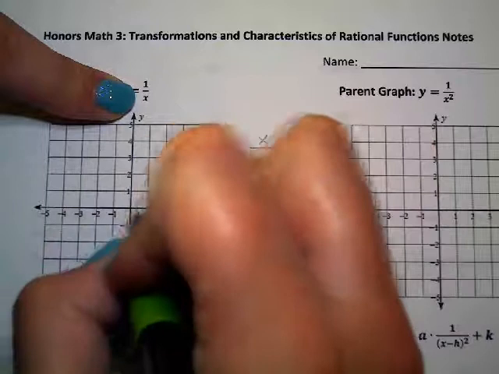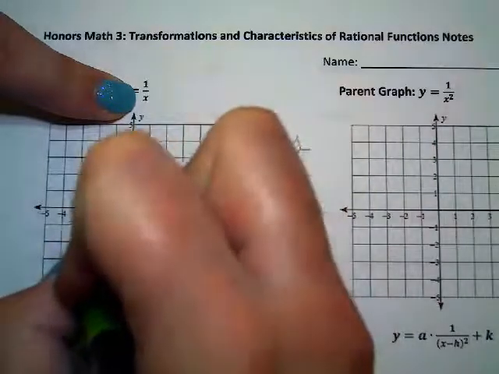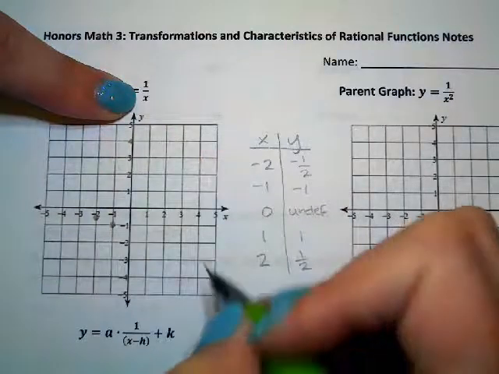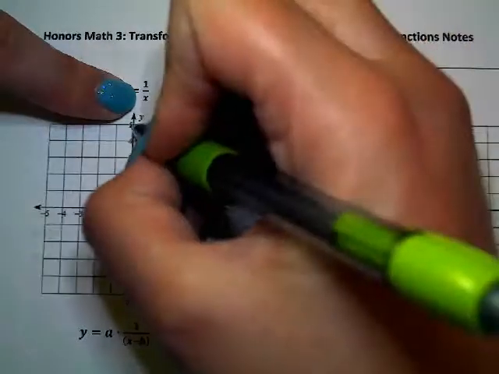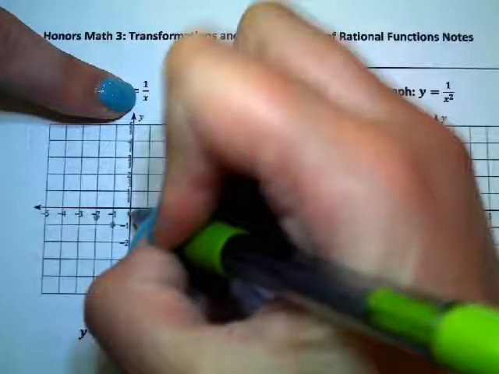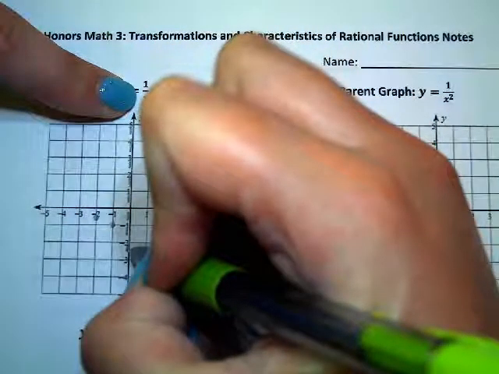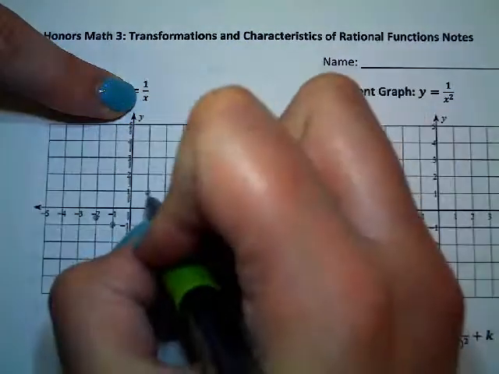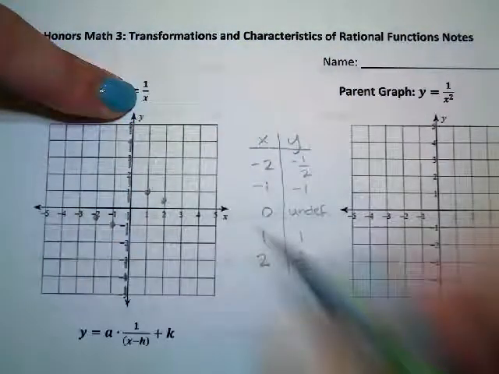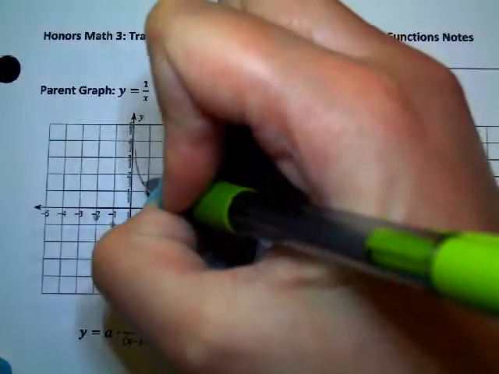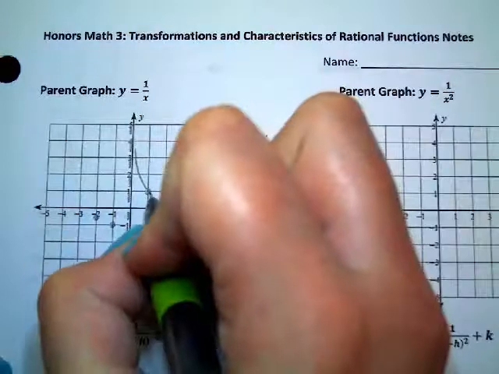So what I end up with is -2, -1/2, -1, -1, and then 0 is undefined, so that's a vertical asymptote. And then I get 1, 1, 2 is 1/2. And so you actually get curves that end up looking like this.